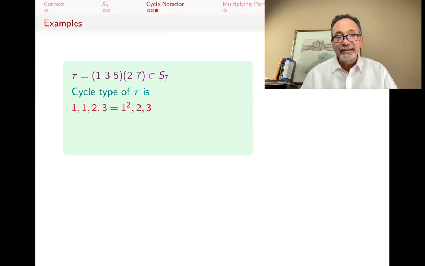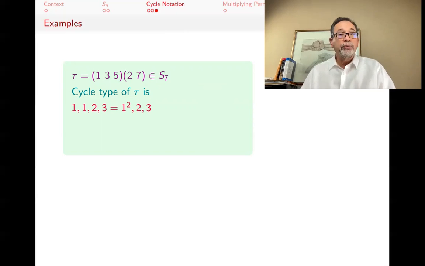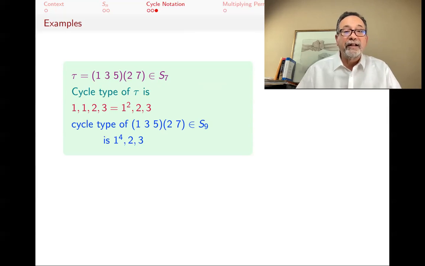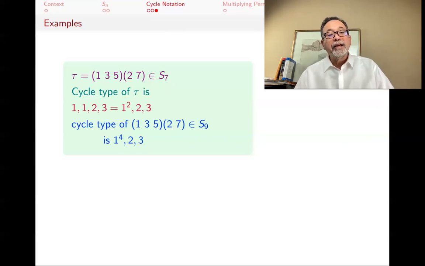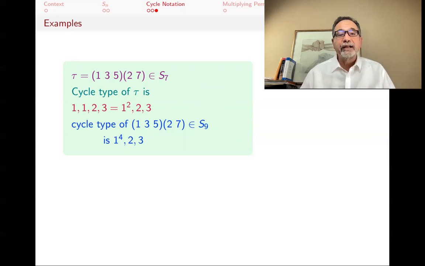That same element, you can think of it as an element of S9. The (1 3 5)(2 7) could be an element of S9, in which case its cycle type is different, because then it has 4 fixed points and then a cycle of length 2 and a cycle of length 3. So cycle type depends on the context, depends where you are, what the cycle type is.